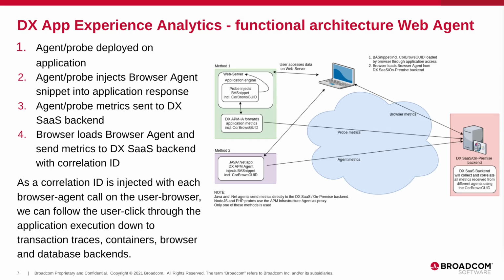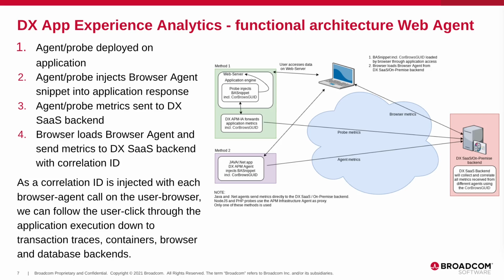The fact that we have an agent and probe deployment is to show that there is more than one way to inject the snippet into the application server's response. The probe is a stripped-down agent specialized in extracting only what is required and forwarding the metrics to a remote proxy type agent, here the APM infrastructure agent, to communicate these metrics to the DX APM backend. The full-fledged agent, here the Java or .NET agent, can handle the communication to the DX APM backend directly themselves.